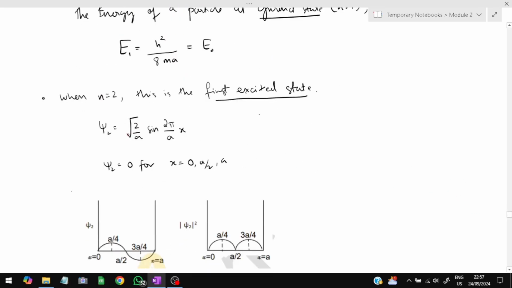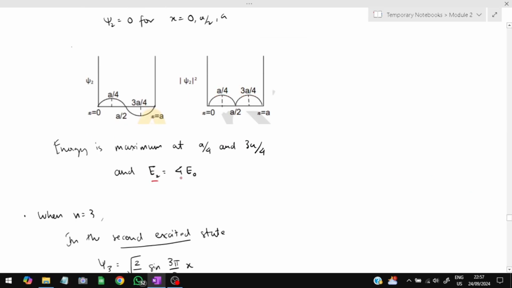See here, we have psi 2, w2, as root 2 by a sine 2 pi by a into x. This value is 0 for x is equal to 0, a by 2, and a. For these 3 values it is 0. At this point, this point, and this point, y is 0. It is maximum at a by 4 and 3a by 4. When we take the square, it will become positive, so there are 2 places of maximum, and the energy will be 4 times E, because n is equal to 2, n square will be equal to 4, so it becomes 4 times E naught.